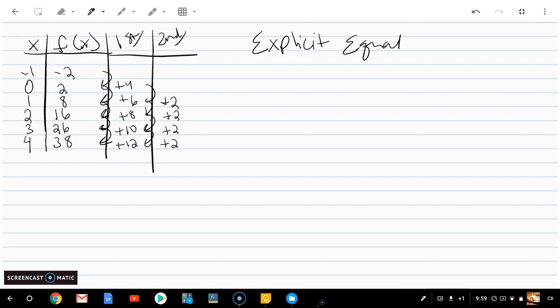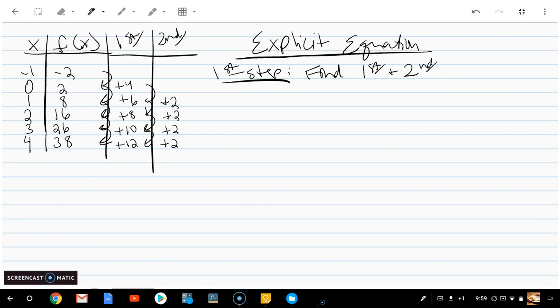And this is where most people have the hardest time. So the explicit equation, we already have the differences. So first step is find the differences. But we already have that. So first and second differences. Okay.